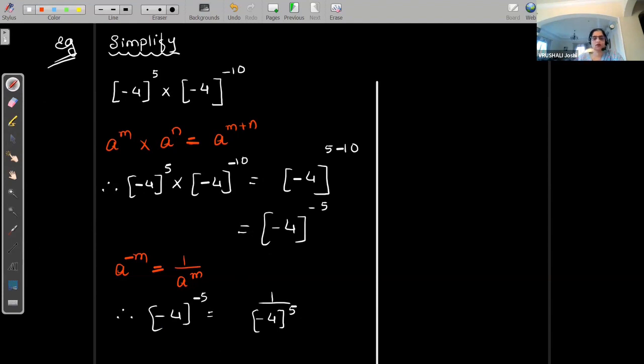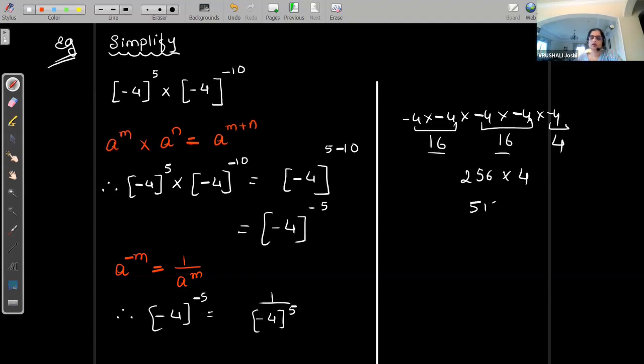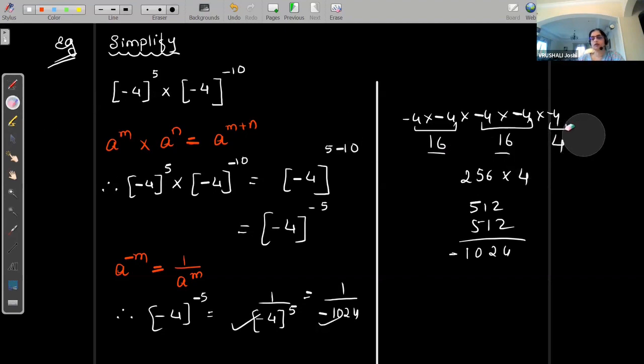Sorry, Shreya. We can either leave the answer here, or since they have asked us to simplify, we can do minus 4 into minus 4 into minus 4. And that's a big multiplication. This is equal to 16, and this is equal to 4. 16 into 16 is 256, into 4 is 1024. The answer is 1024 with a negative sign, correct? So this is equal to 1 by negative 1024. You can either leave the answer here or here. Both ways it will be considered correct.